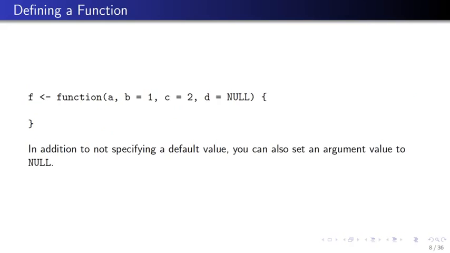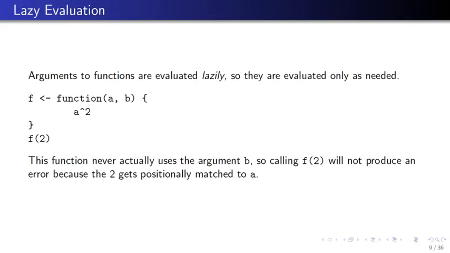So here's a function with 4 arguments, a, b, c, and d. a has no default value. b, c, and d all have default values. When you define a function, you specify both the names of the arguments and whether or not any of the arguments have default values. NULL is a common value to assign to an argument, which can mean a variety of things, but it usually means that there's nothing there.